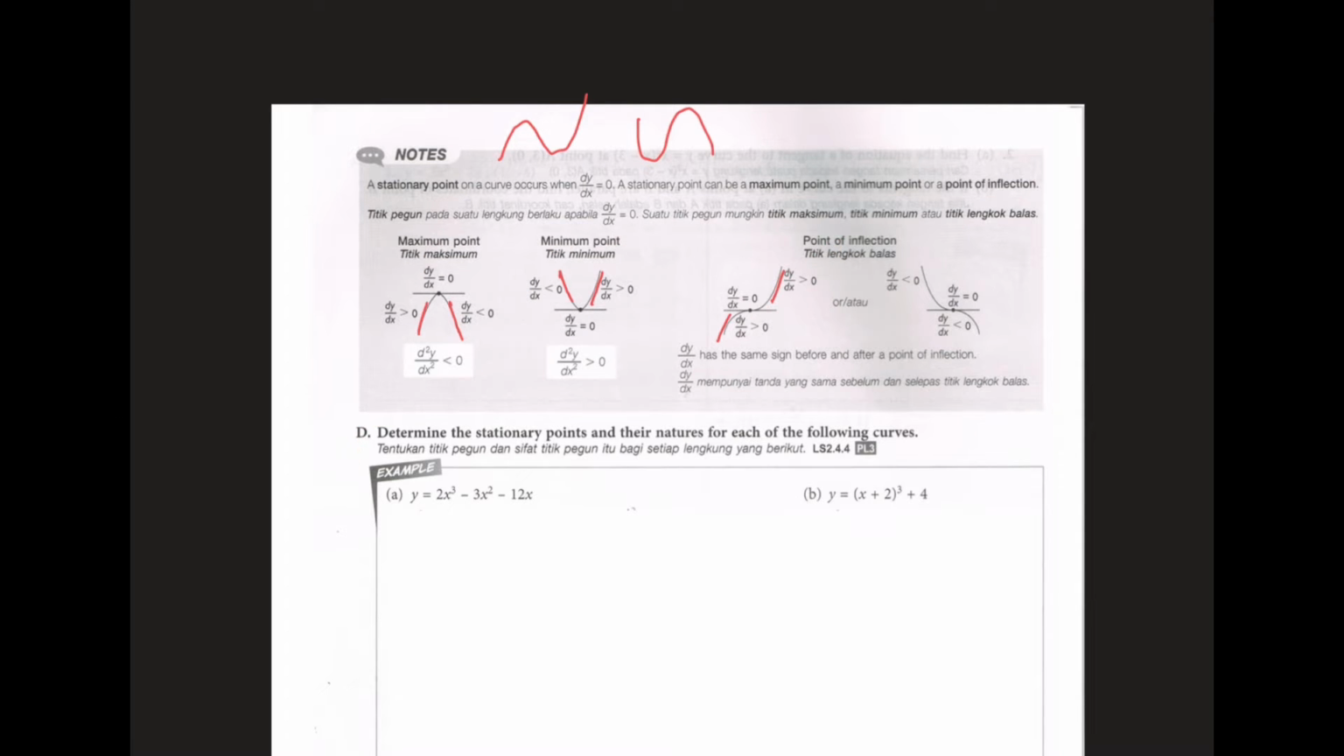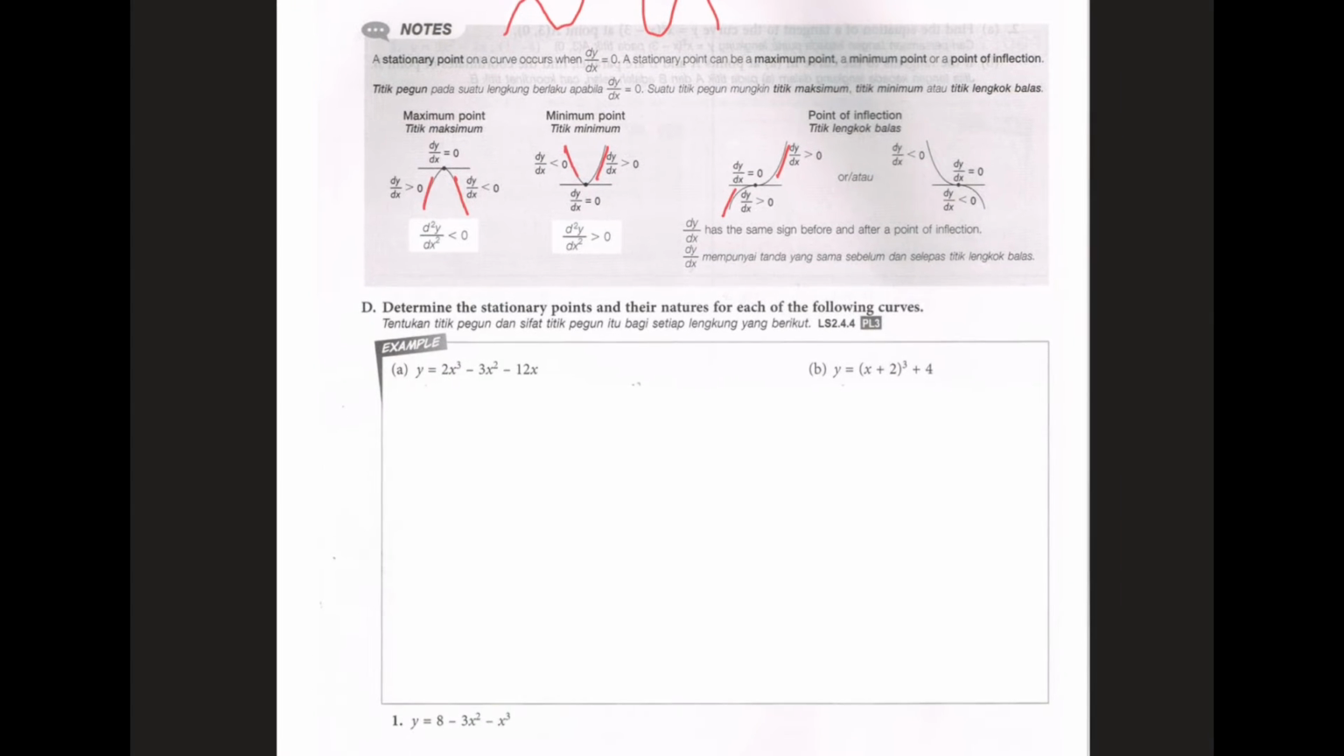Okay, now let's see an example. We look at part D. Determine the stationary points and their natures for each of the following curves. Okay, so let's see. This is a power 3 cubic function. We want to do dy/dx first. I differentiate straight away. 3 times 2, 6x squared. 2 times 3 also 6x. 12x differentiates to 12. After you do dy/dx, now you have to let dy/dx equal to 0.